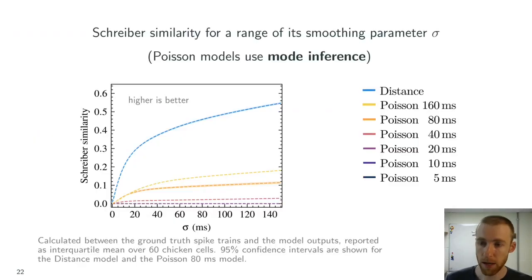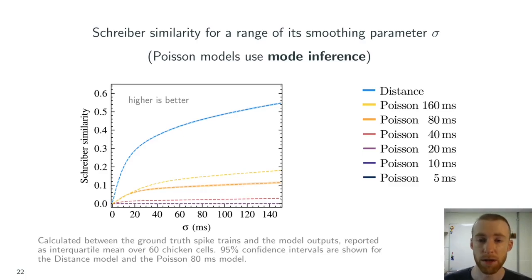All right, now that was just a snippet. Here we have one of the metrics I introduced before, Schreiber similarity, evaluated over the whole test set for all cells. The Schreiber similarity is evaluated for a range of its smoothing parameters, which is what you see on the x-axis. In this case, all Poisson models are using the mode for spike prediction. The spike distance model easily outperforms all of these, really.